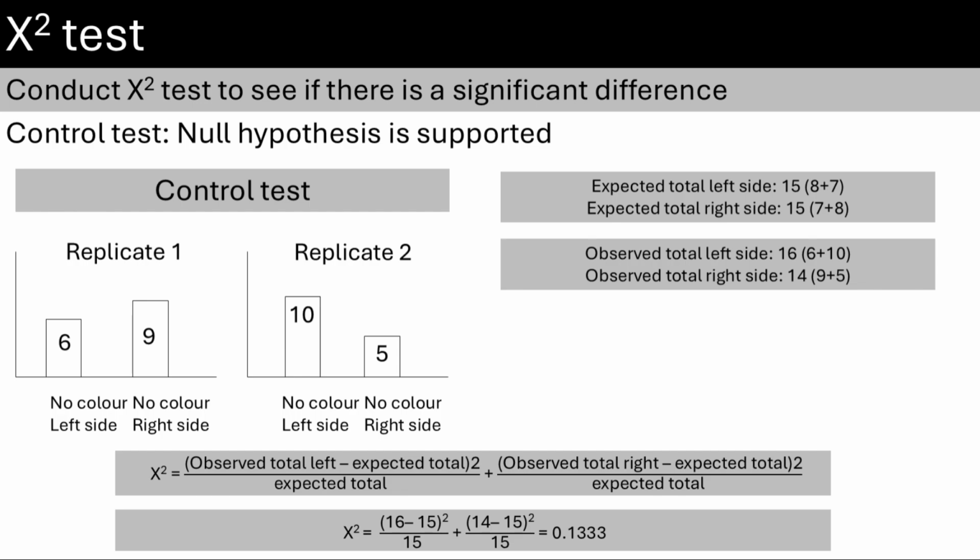Once we know the expected total and the observed total, we can conduct a chi-square test to determine if there is a significant difference between the left and right sides. In this case, the chi-square test is performed on the control test. After calculating the chi-square value, you will need to use a degree of freedom and a table of critical values to compare your chi-square value with the critical value. Remember to perform the chi-square test on your experimental test as well.